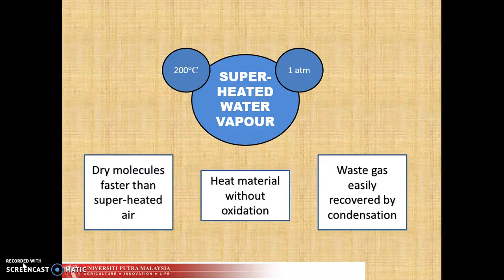Superheated water vapor is actually steam at a temperature of more than 100 degrees Celsius, in this case 200 degrees Celsius and 1 atm. Superheated water vapor can dry molecules faster than superheated air because of the high heat capacity of water molecules. It also can heat material without oxidation, and the waste gas produced can be easily recovered by condensation.